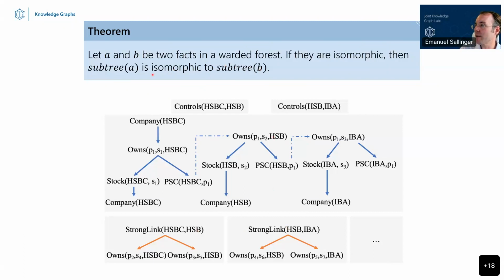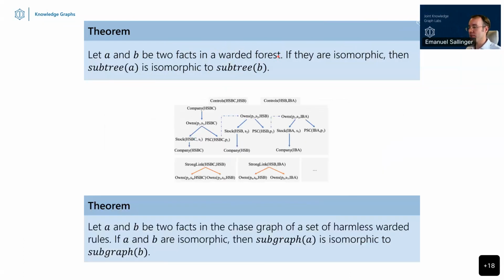You may think about it. So, must the tree under Company HSBC be isomorphic also the second time it is executed? Well, it's not. And the reason for that is that we talk about the warded forest, which is actually a structure to be constructed after all, and not the chase tree, the chase graph. The chase graph is the actual thing that gets executed, and any property that we need needs to be about the chase graph. Otherwise, we don't get any theoretical guarantees there.